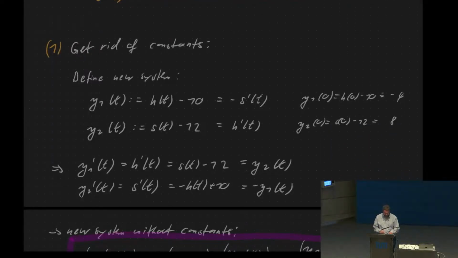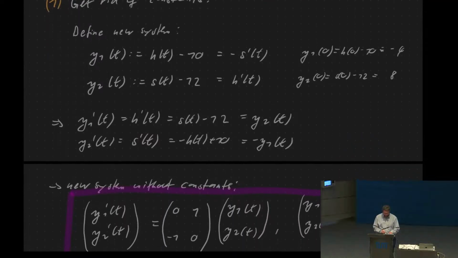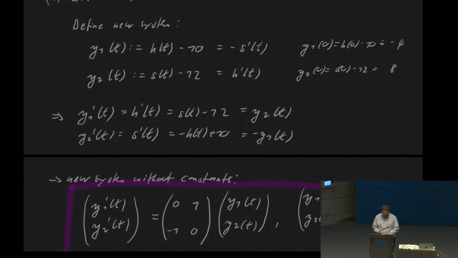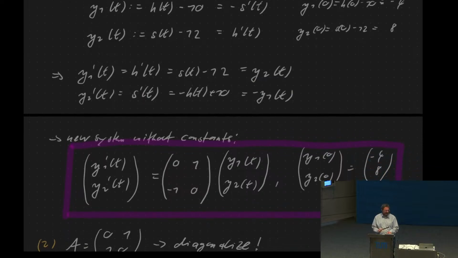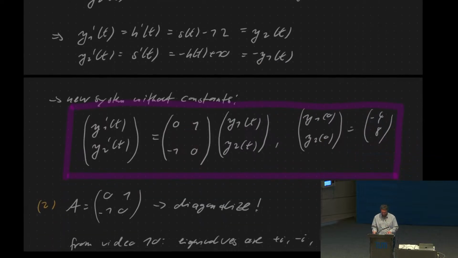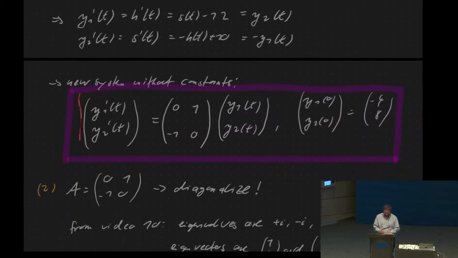Right? So our new system is y1 prime is equal to h prime. y2 prime is equal to s prime. And of course, we can express that in terms of y2 and y1 again, and basically we get a system that looks very much like the original one. We get this new system here.